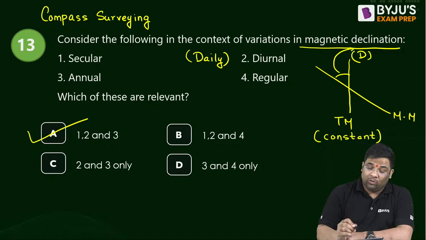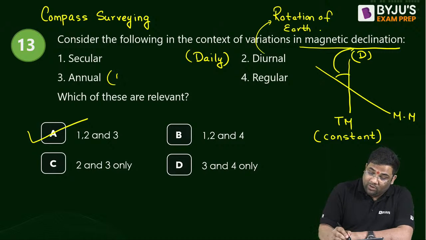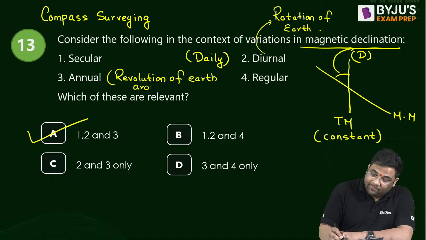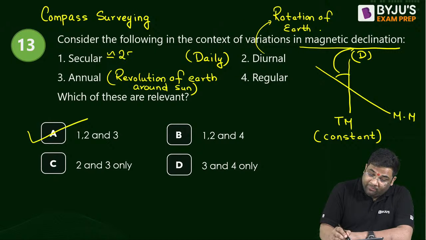This happens due to the rotation of Earth about its own axis, the daily variation. Then annual variation happens yearly, due to the revolution of Earth around the Sun, right? Then there is secular variation, which happens over a period of around 250 years due to various reasons.